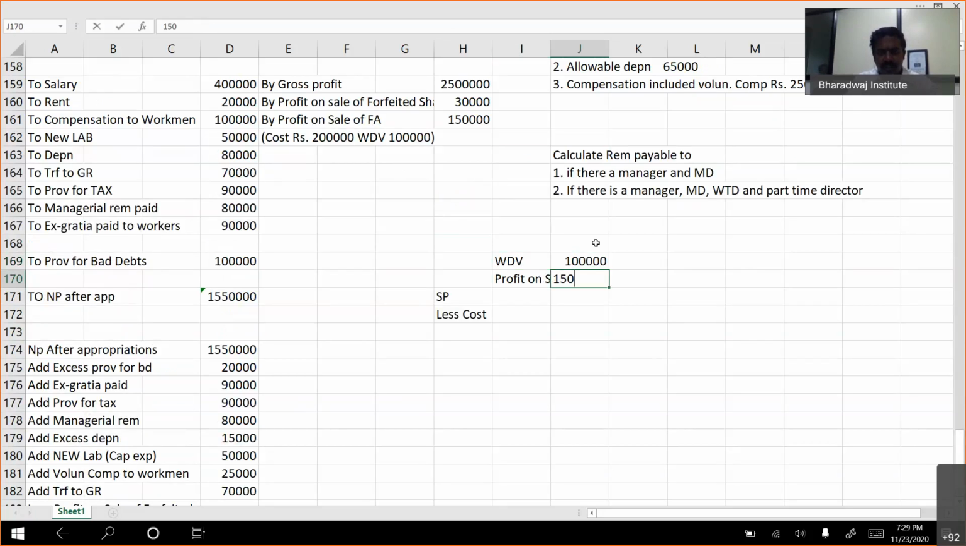Profit on sale is 1,50,000, which means you would have sold the asset for 2,50,000. Sorry, WDV is how much? 1 lakh. Profit on sale is 1,50,000. Selling price is 2,50,000. What is the cost of the asset? 2 lakhs. This is called capital profit on sale of fixed asset. How much? 50,000.